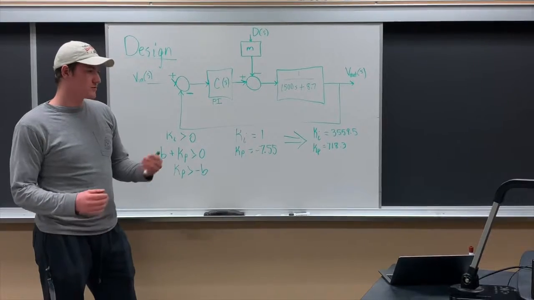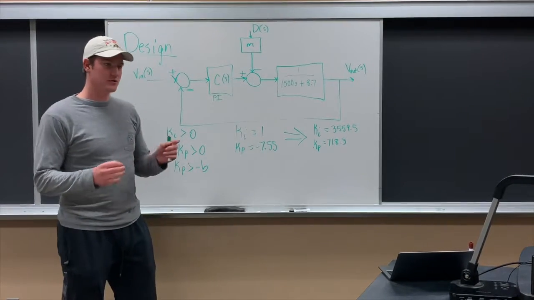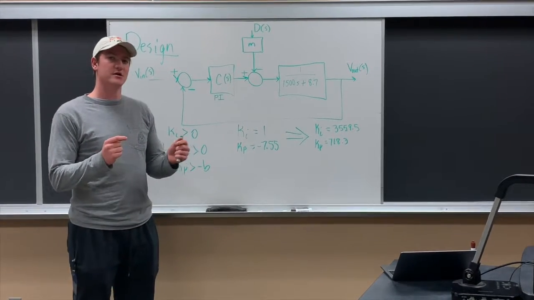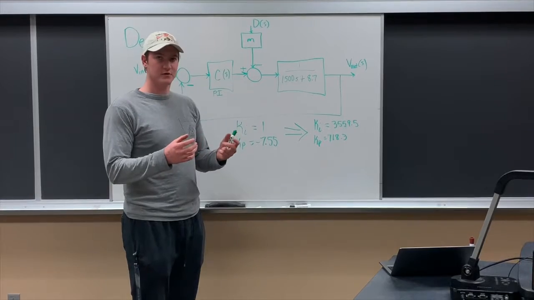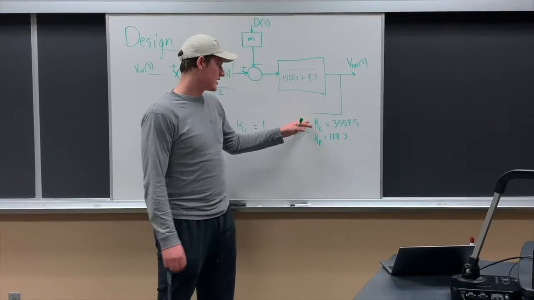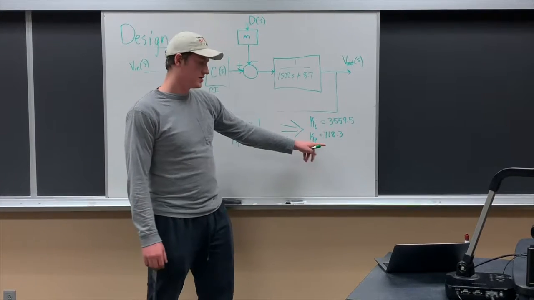When we simulated that in Simulink, it was very oscillatory, and so we needed to adjust our parameters for Ki and Kp. After we meddled with it for a little, we ended up getting Ki equaling 3,559.5 and Kp equaling 718.3.